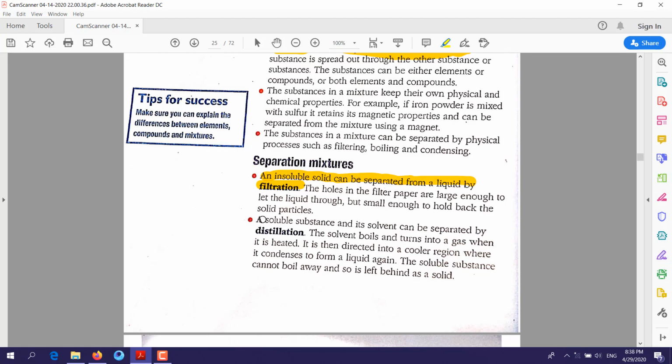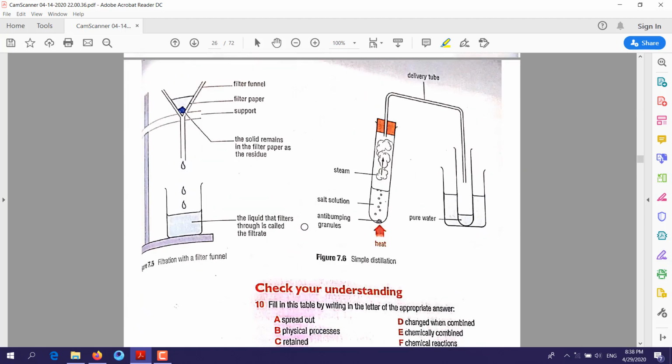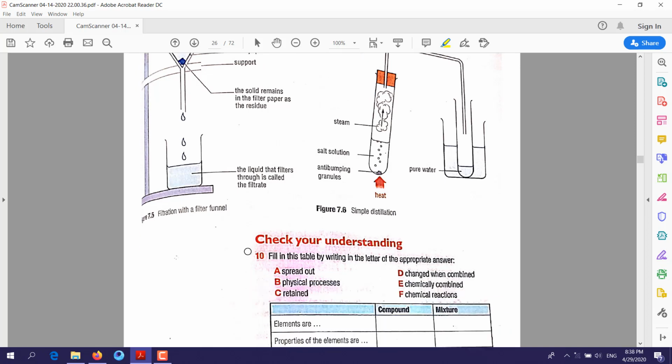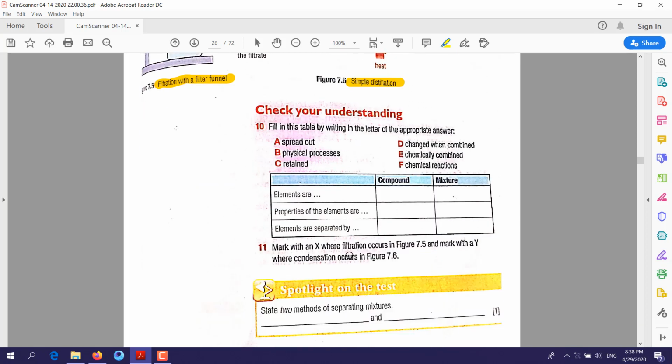Another way: a soluble substance and its solvent can be separated by distillation. Here, as you can see, we have some ways we use to separate mixtures from each other. This way shows the filtration, and this way shows the distillation. Check your understanding. Again, this will be your task.